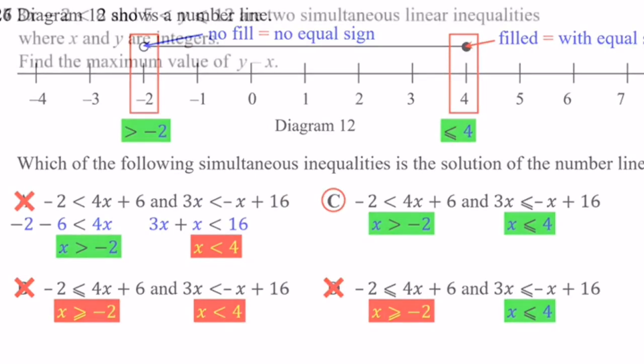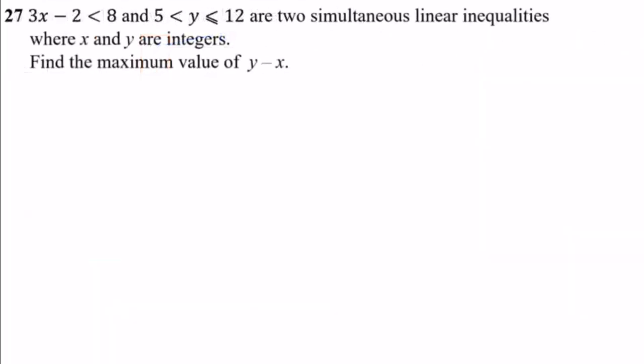Good. Now let's proceed to the next question, which is 27, also inequalities. 3x minus 2 less than 8 and 5. Actually, how you read the inequality, you should read it like this: y more than 5 and less than or equal to 12 are two simultaneous linear inequalities, where x and y are integers. Find the maximum value of y minus x.